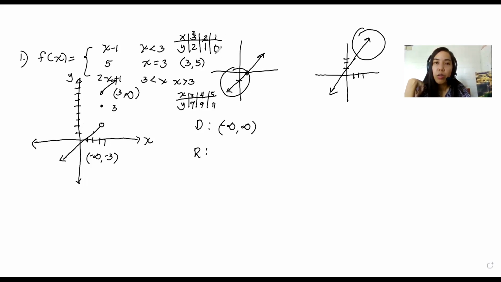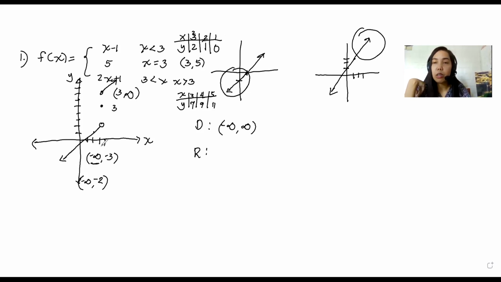So, approaching negative infinity, right? So we start, it's open to 2 up to negative infinity, because the value of y is getting smaller, right? For this line, the range is negative 2. So, negative infinity to negative 2, and it's open.